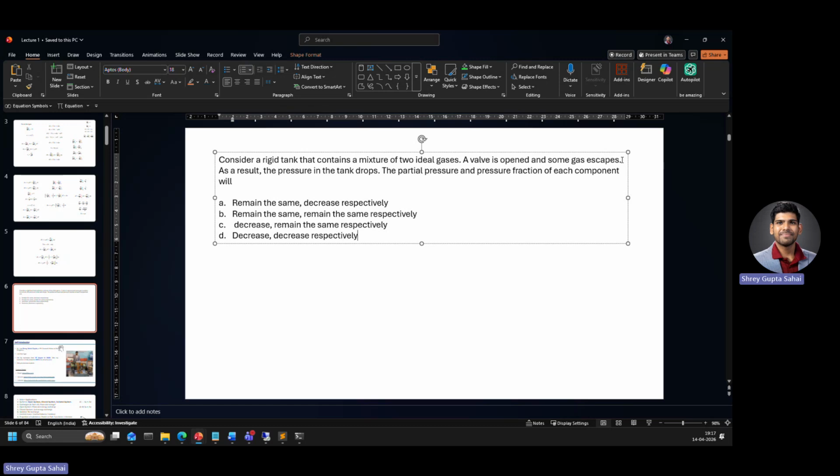Okay, now let's try to answer this. What does the question boil down to? It is essentially asking that if we lose some amount of the mixture, what essentially happens? Does the partial pressure and pressure fraction of each component remain the same or what? See, definitely if you have a closed rigid tank and you're dropping the pressure, then your partial pressure is going to decrease. So at least we are clear about that. Now, what about pressure fraction?